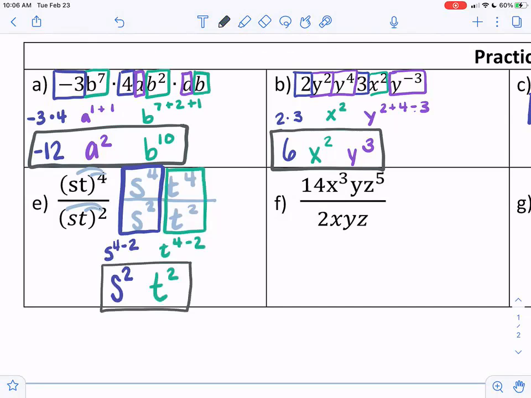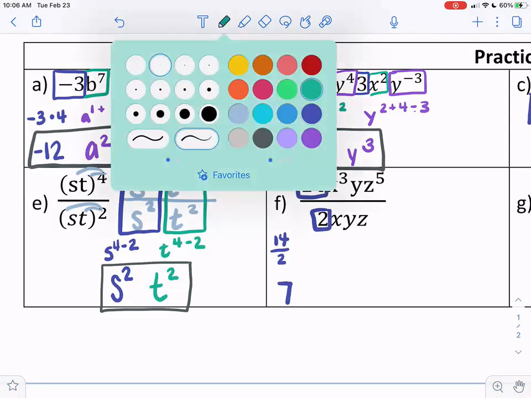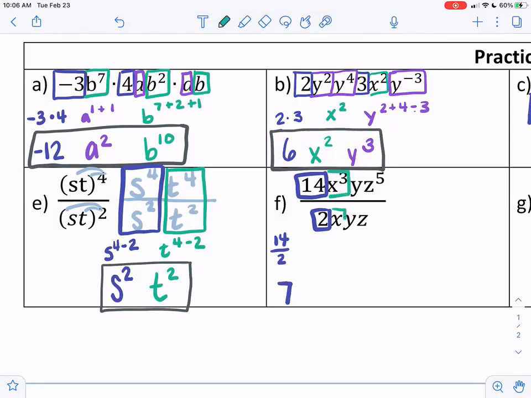Looking at problem letter F, I've got constants of 14 and 2. 14 over 2 would be 14 divided by 2. 14 divided by 2 would be 7. Now I can go in and do my x's. I've got x to the third and x. So I've got x to the third minus 1. Since we don't see an exponent, we know that there's an exponent of 1 to give us x to the second power.